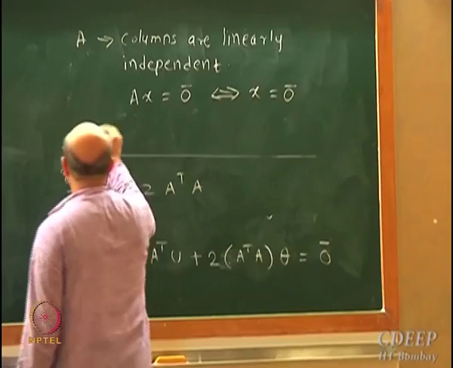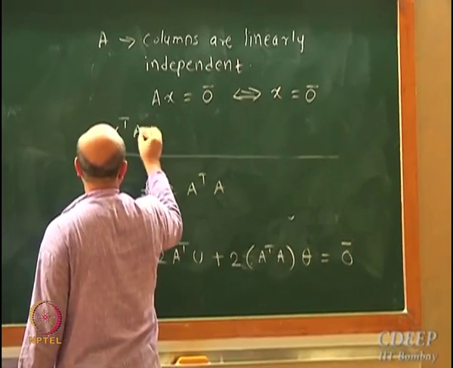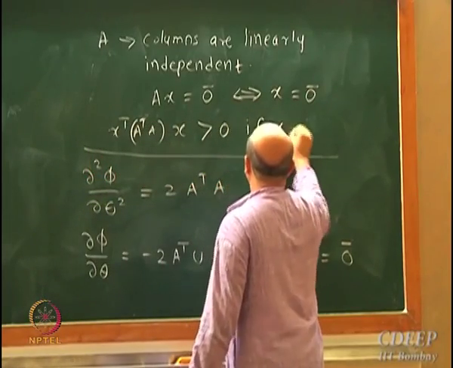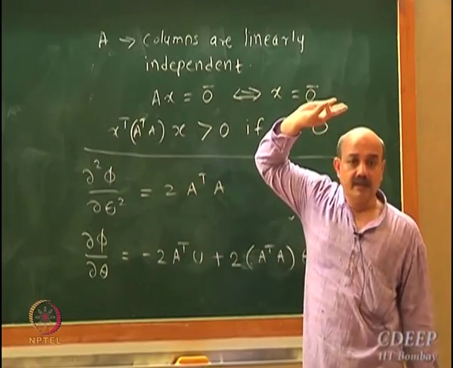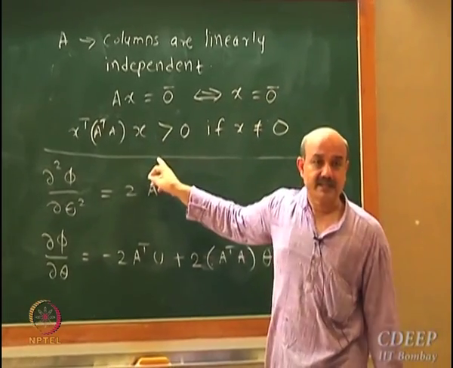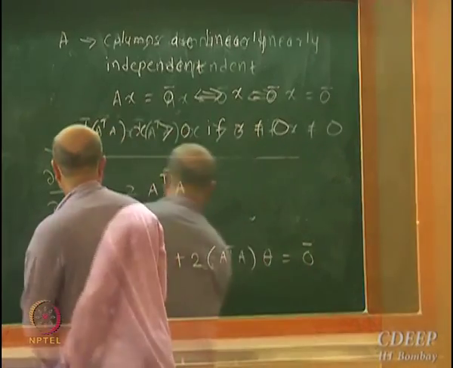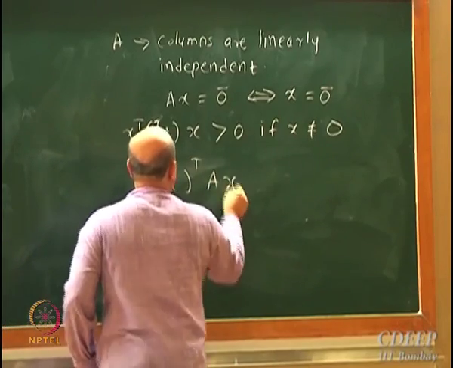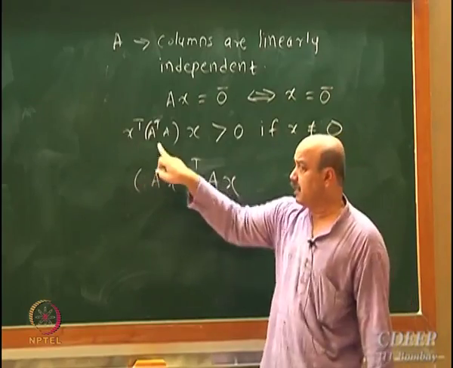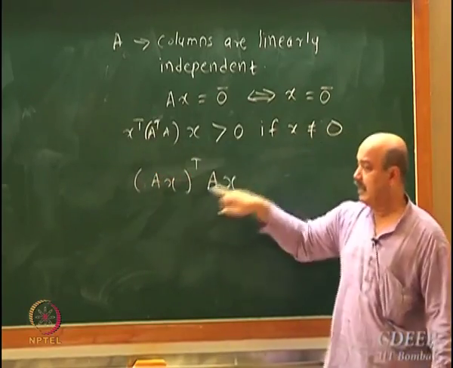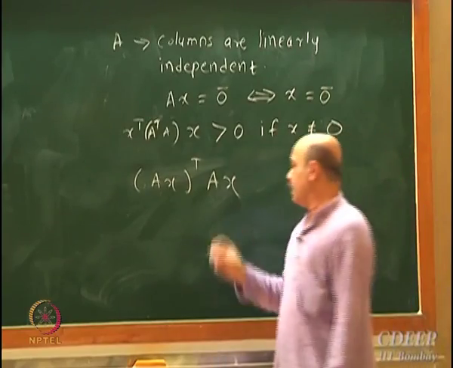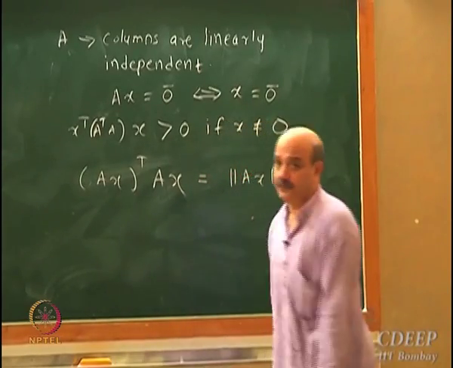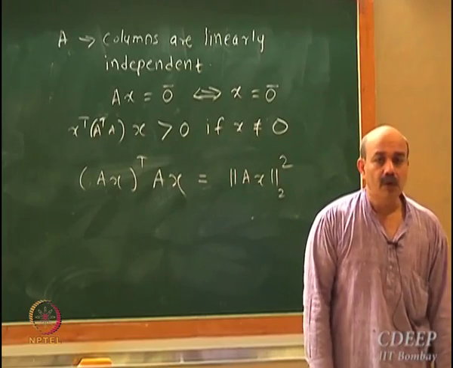Okay. Now, what is the definition of positive definiteness? Positive definiteness is that x transpose A transpose A x should be greater than 0 if x is not equal to 0, right? I am just going to write this as (Ax) transpose (Ax). Am I correct? I am just clubbing x and A. So what is (Ax) transpose (Ax)? It is the norm of Ax, 2-norm squared.